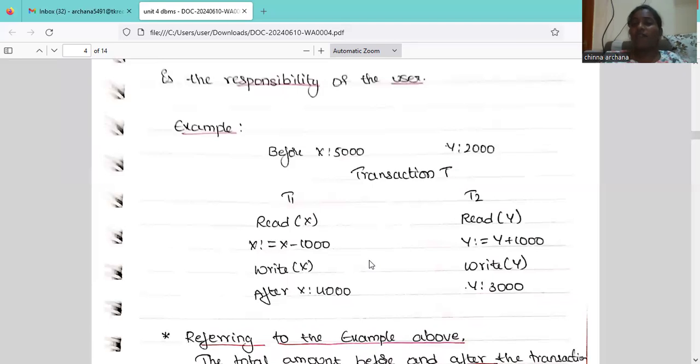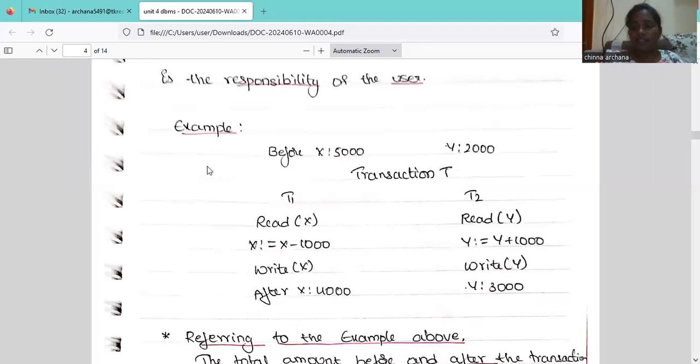Okay, and how we recheck whether the data is consistent or not is, see here, before the transaction, what are the values of X and Y here? So X is having 5,000 and Y is having 2,000. So sum it up, what we'll get? We'll get 7,000.